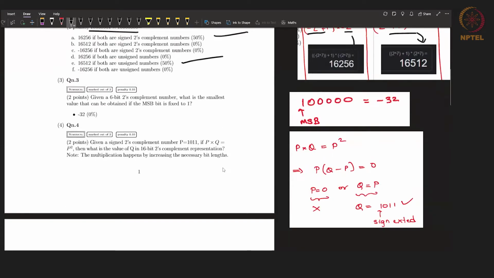Question number three. Given a 6-bit 2's complement number, what is the smallest value that can be obtained if the MSB is fixed to 1? If the MSB is fixed to 1, the smallest value you can obtain is if you have all others to be 0, which is minus 32.